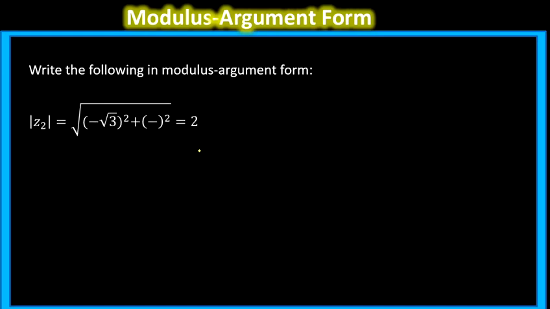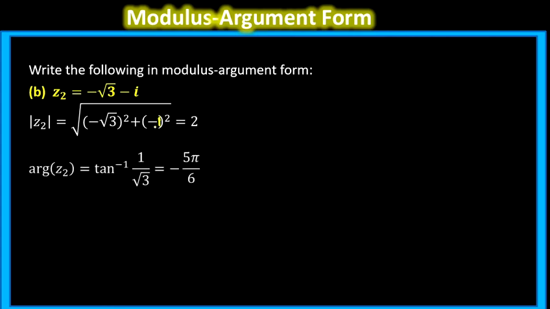The next example was this: minus root 3 minus iota. Find the modulus. There is a mistake here: negative 1 squared. And ultimately you are getting 2. Whenever you find the argument, ignore the sign first, because signs are used to decide the quadrant of the location of the complex number.